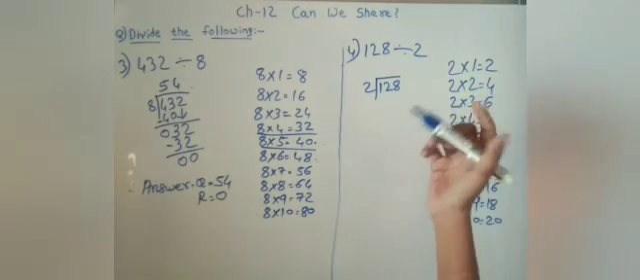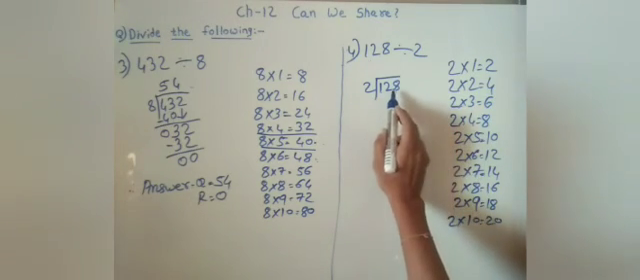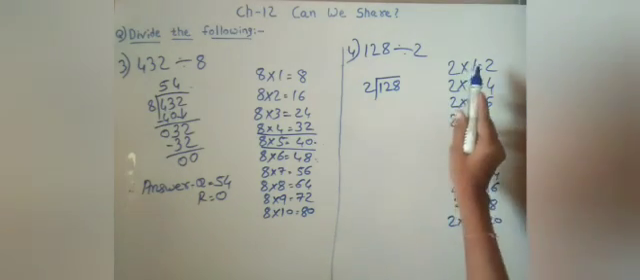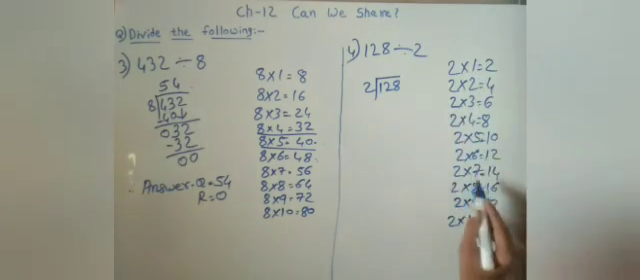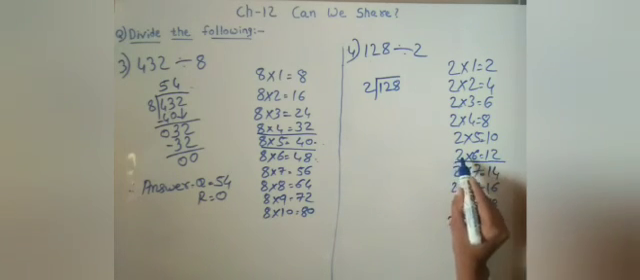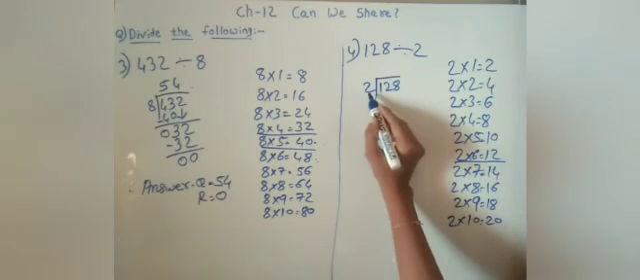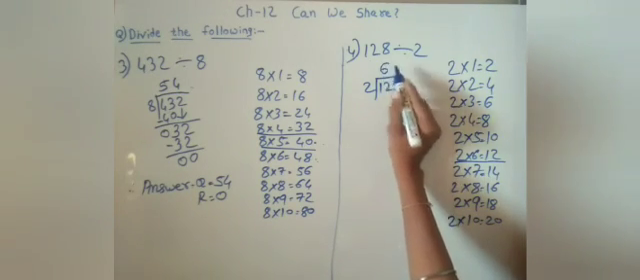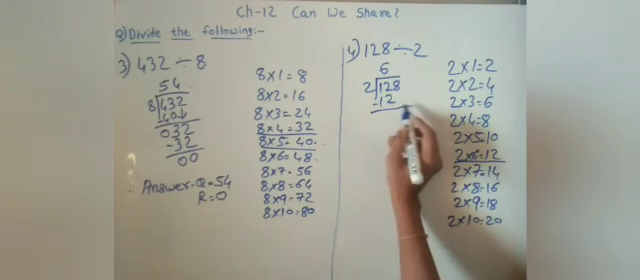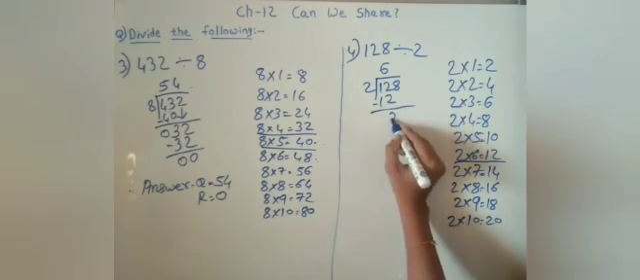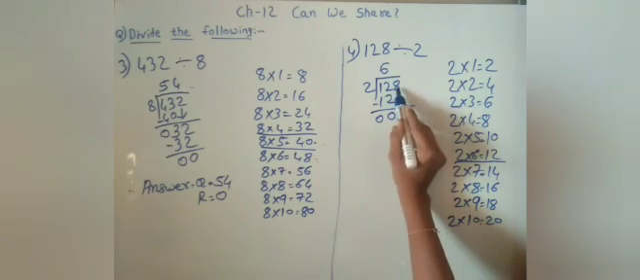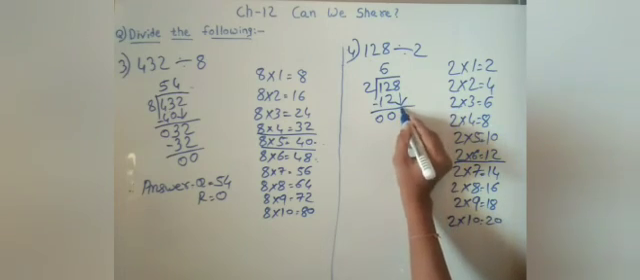Now the number is 128. It is a 3-digit number. So we will take only the first 2 digits, that is 12. Now we will check whether the number 12 is coming in the 2 table or not. Yes, it is coming. 2 sixes are 12. So we will write here 2 sixes are 12. We will subtract. 2 minus 2, 0. 1 minus 1, 0. Now we will bring down the number 8.